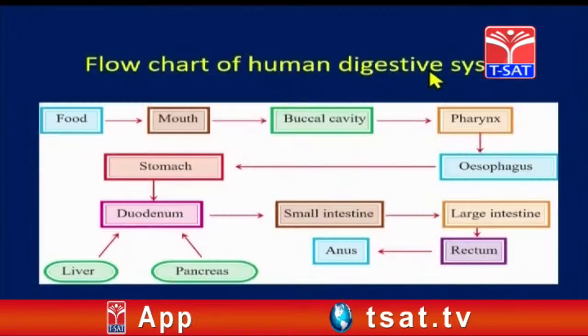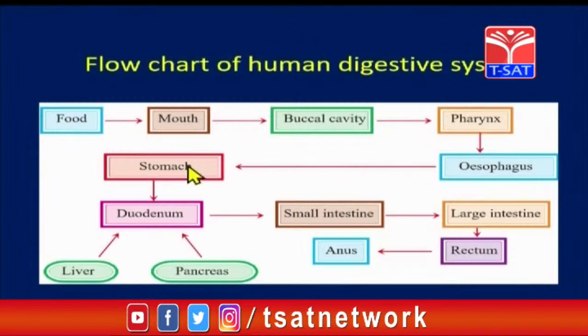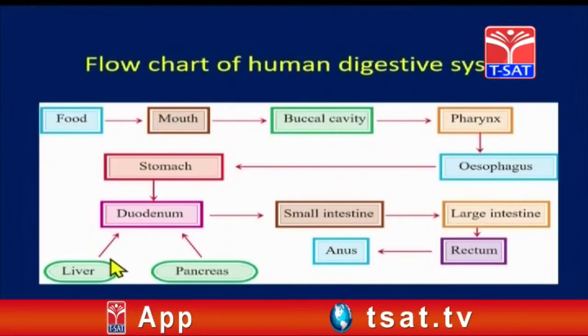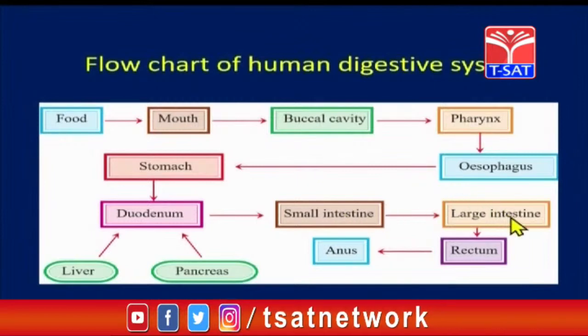Flowchart of the human digestive system. We eat our food through the mouth, and then from the mouth through the buccal cavity, it enters the pharynx, esophagus, stomach, and after the stomach we have the duodenum, where the liver and pancreas are present. The liver gives bile juice, the pancreas gives pancreatic juice, and from here it goes to the small intestine, from the small intestine into the large intestine, then the rectum and the anus.